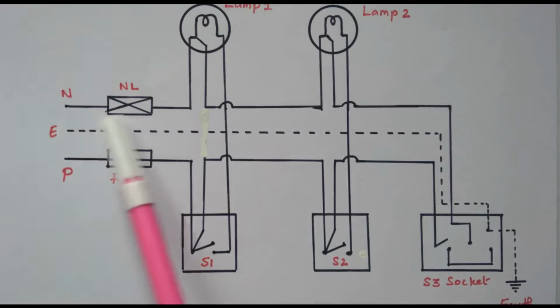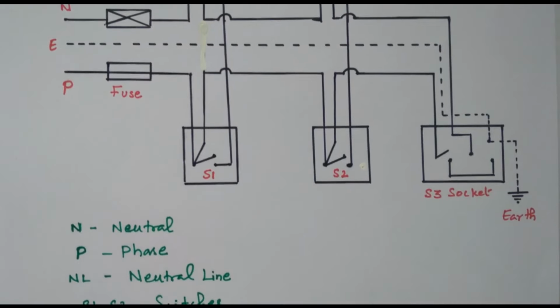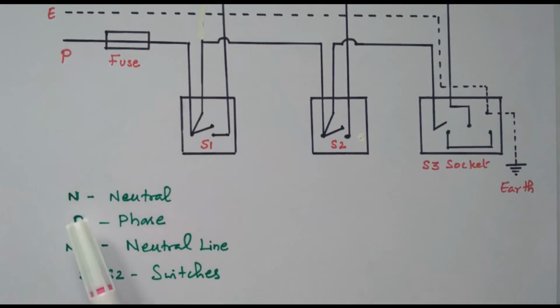Important thing, neutral is connected directly. Phase is connected through fuse and switches, so that we are able to control the lamps independently. So the N refers to neutral line, P refers to phase line, NL also means neutral line, and S1, S2 are nothing but the switches to control lamp 1 and lamp 2.